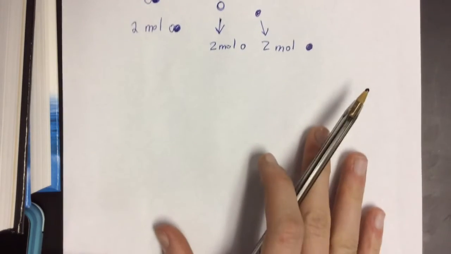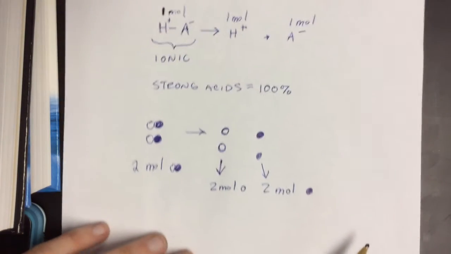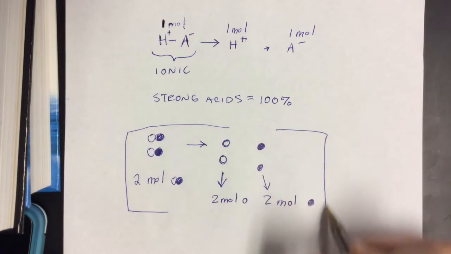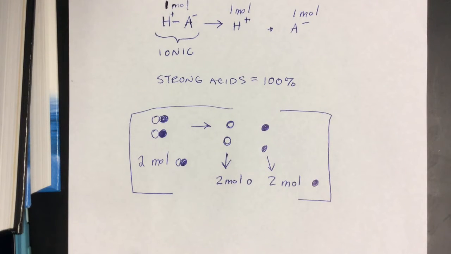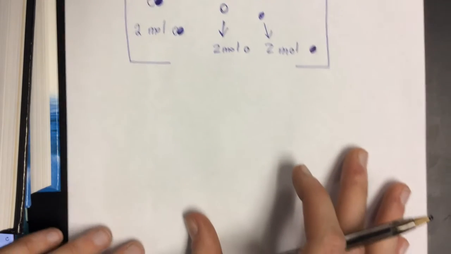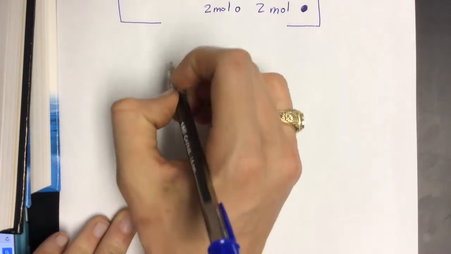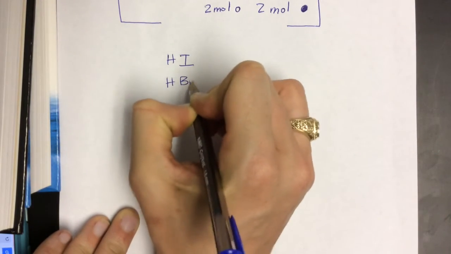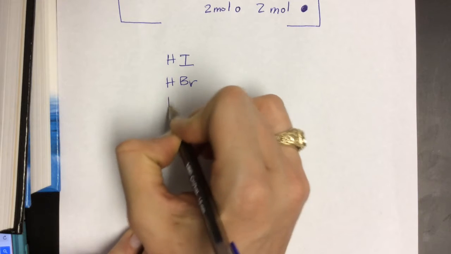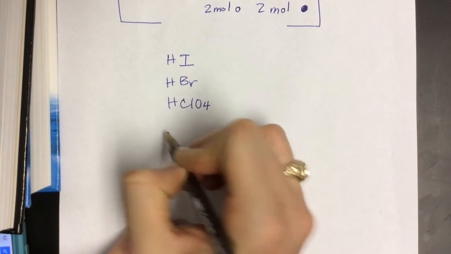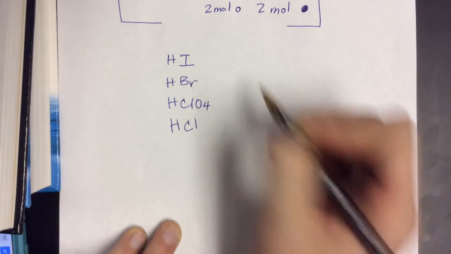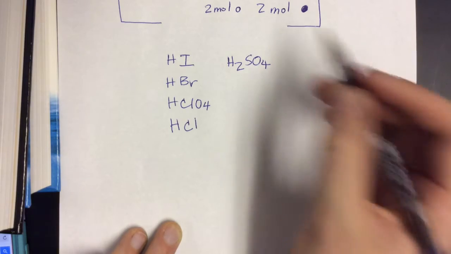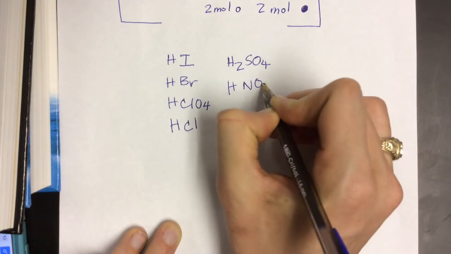All right. So that brings us to the rest of the strong acids. Which strong acids behave this way? Because only strong acids will go through this process every time. And those strong acids are going to be pretty much anytime hydrogen is attached to a halogen except for fluorine. So that means when we have hydroiodic acid, hydrobromic acid, perchloric acid, HCl, hydrochloric acid, H2SO4, sulfuric acid, and when we have nitric acid, HNO3.